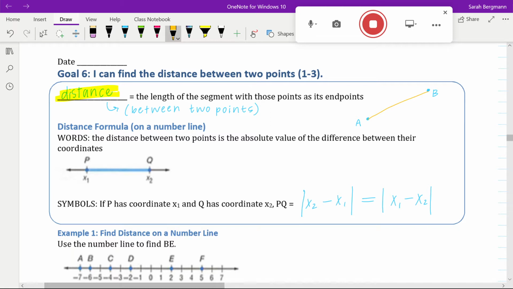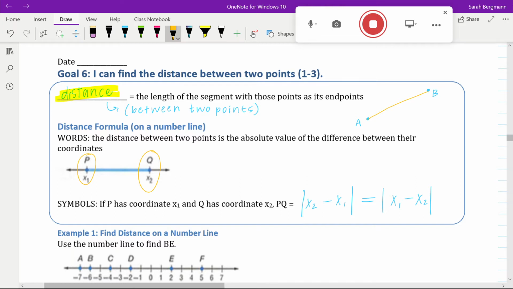The distance formula on a number line is pretty simple. So in words, the distance between the 2 points is the absolute value of the difference between their coordinates. So if point P has the coordinate x1 and point Q has the coordinate x2, we can find the length of segment PQ by taking the difference in those.